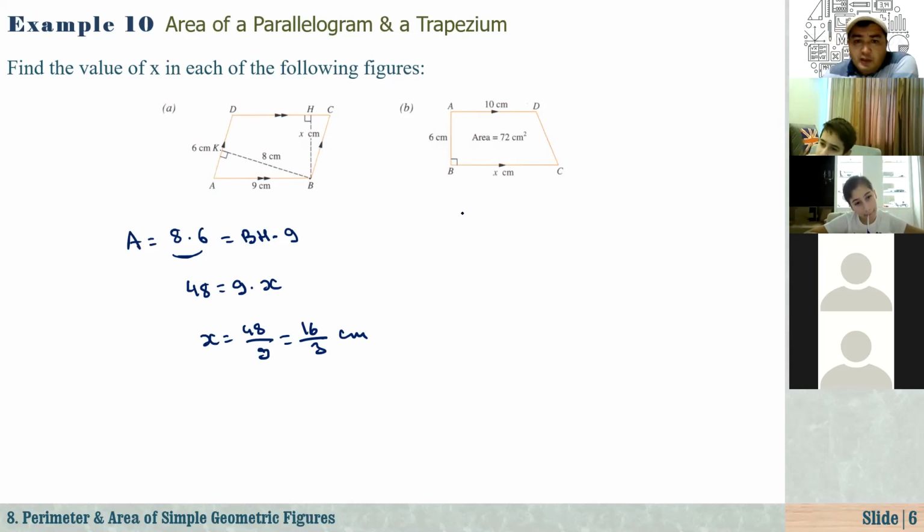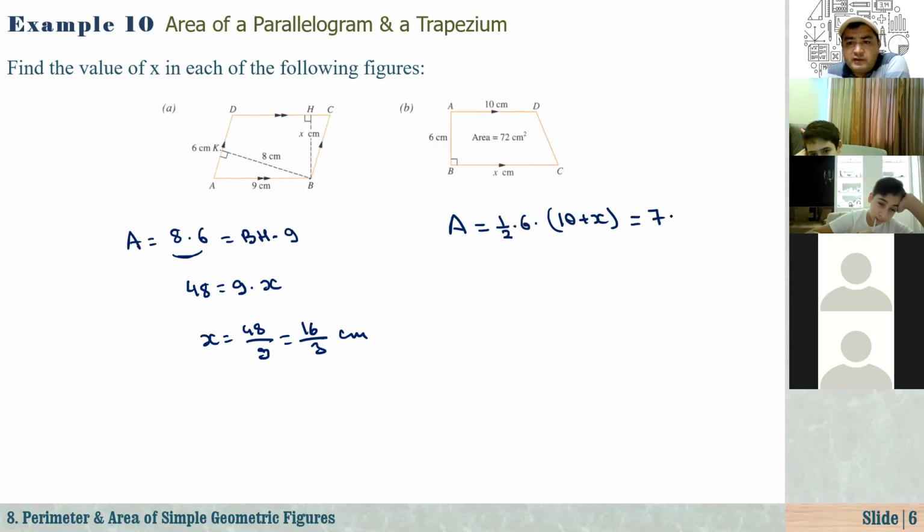How about in question B? We know that the area of the trapezium is given as 72. It is 1 over 2 times height, which is 6, times the sum of the parallel sides, that is 10 plus x. And this is equal to the area, 72. So now we have an equation. Now we have to solve this to get the value of x.